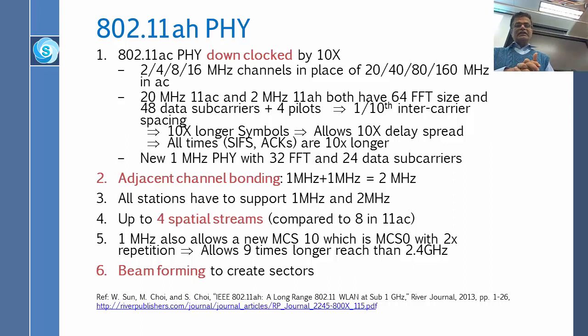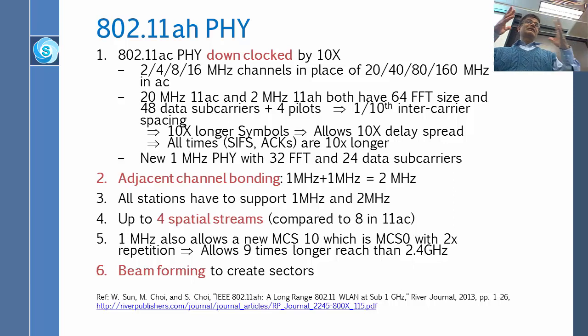And 1 megahertz actually is a new PHY, which is coming up in the 0.5 later on. So all stations have to support 1 and 2. Now 2 is already defined as 20 megahertz. 2 megahertz is the same as 20 megahertz before, but then there is a new one for 1 megahertz. All stations have to support 1 and 2. So this is the minimum.